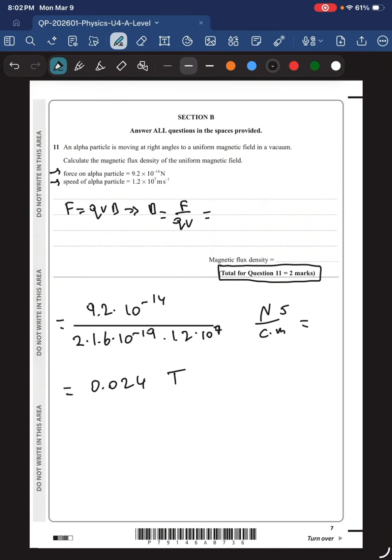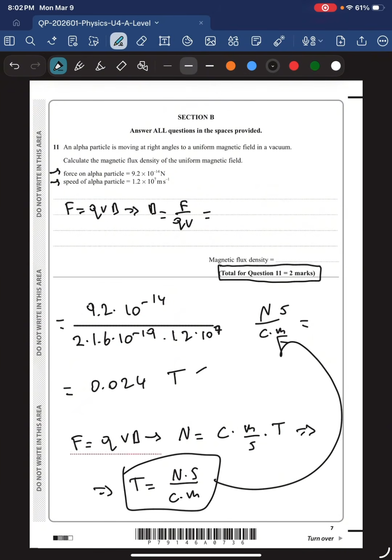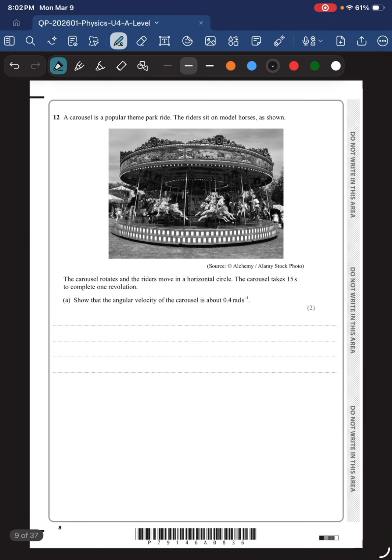And the reason why it's Teslas is because we know that if we use F equals QVB, then newtons are equal to coulombs times meters per second times Teslas. So Teslas are equal to newtons times seconds over coulombs times meters, which is what we have over there. That's why I was able to substitute into Teslas. So that's the proof. Now, let's move on to question 12.